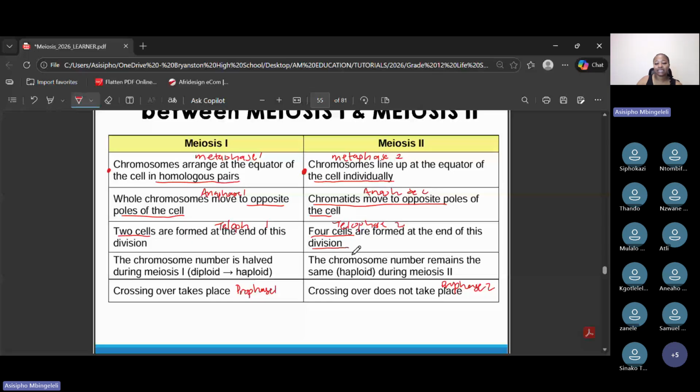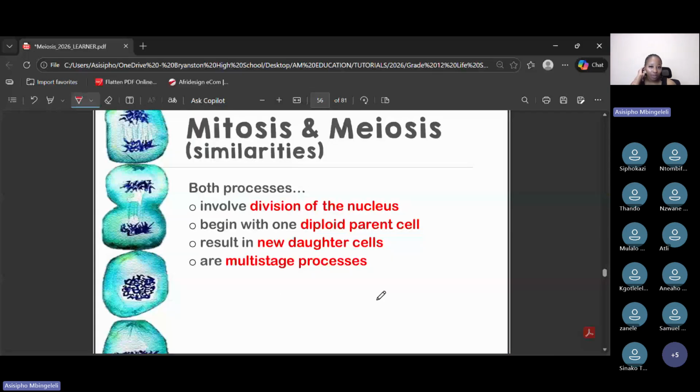What are the similarities between these 2 processes? Both of them include the nucleus dividing. Both of them begin with one parent cell that has a diploid number of chromosomes, a full number of chromosomes. Both of them result in new daughter cells. The only difference is the number of daughter cells produced: meiosis, 4 daughter cells, and mitosis, 2 daughter cells. Both of them include multi-stage processes: prophase, metaphase, anaphase, telophase.